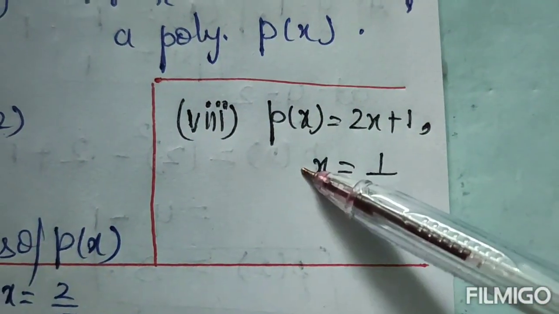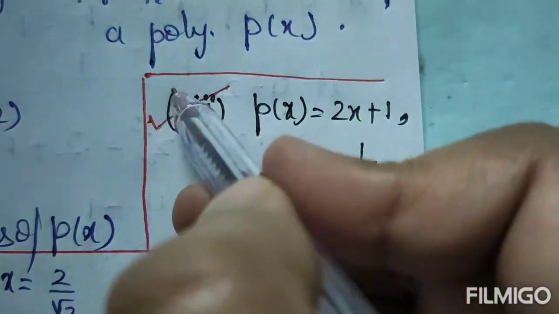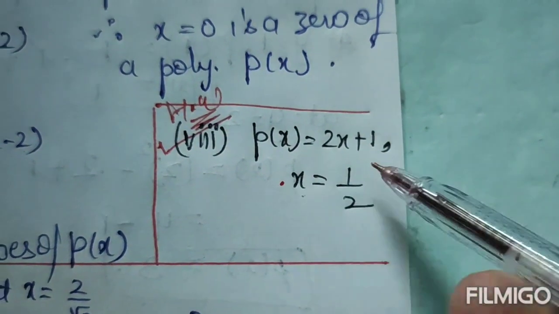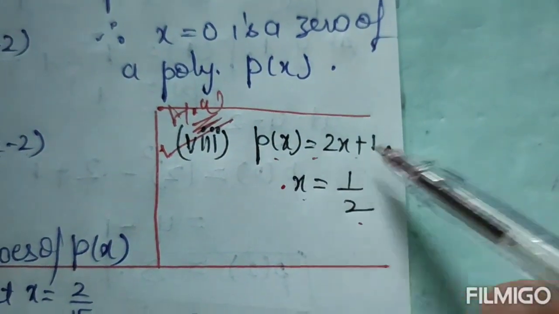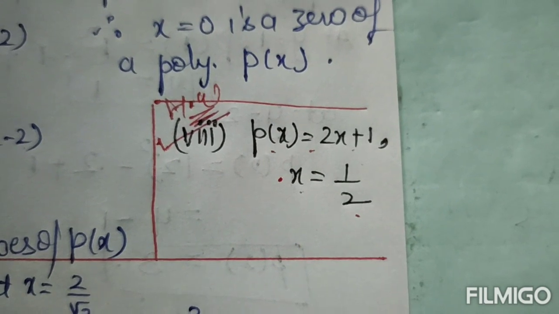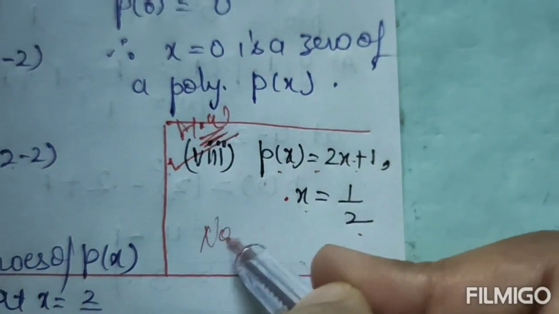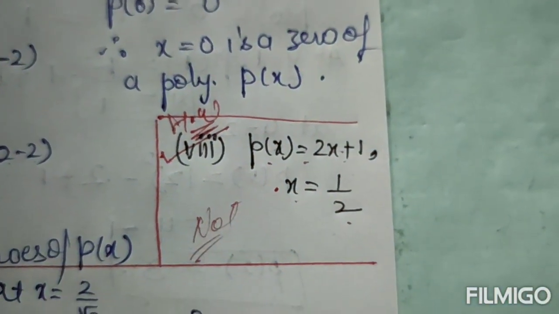Now the last part, 8th part, is your homework. You have to try that at x equal to 1 by 2 this px will become 0 or not. I can see that it is not, but solve it.